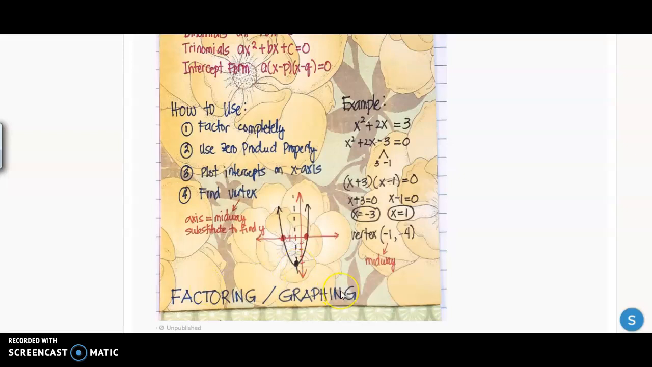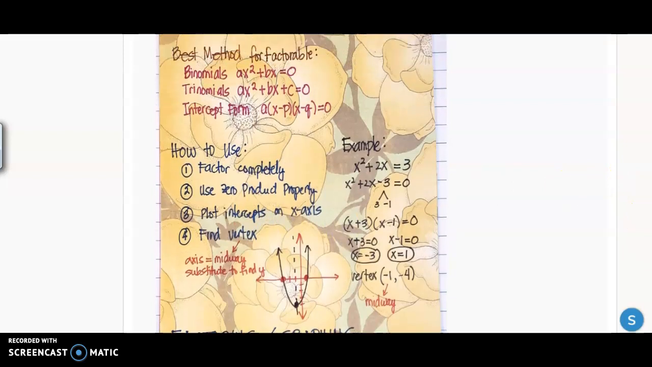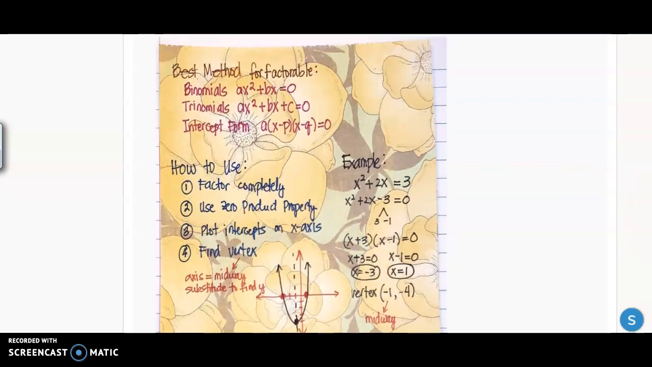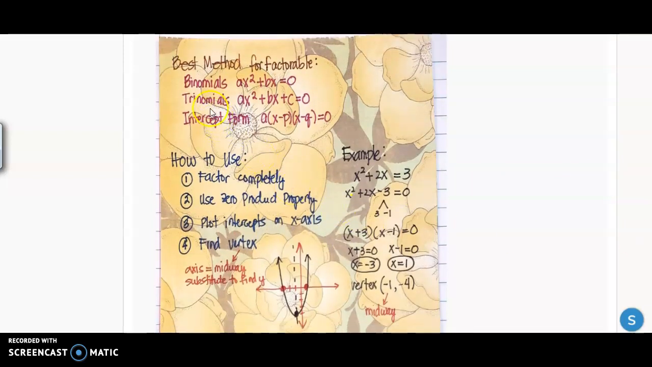By doing this method, we're actually hitting two birds with one stone. One, we were able to find the solutions, which are what we're after, right? The x-intercepts. And at the same time, we were also able to graph the parabola. So that's one example of when to use this method. What I showed here is a trinomial that's factorable.